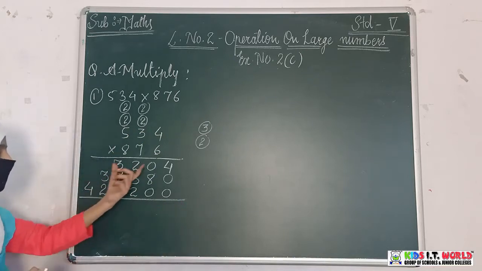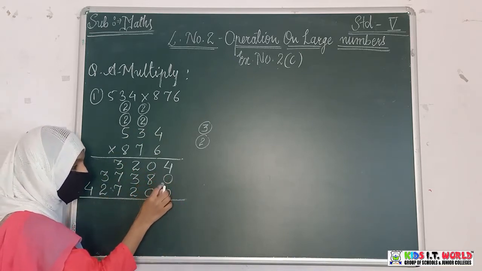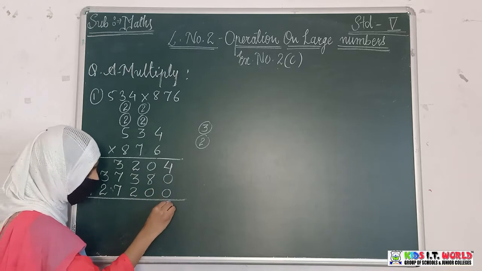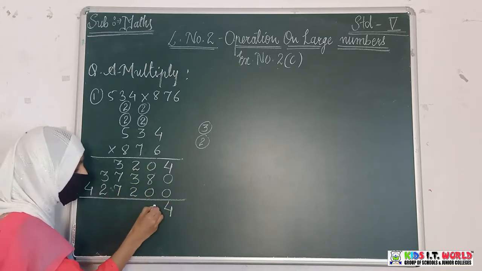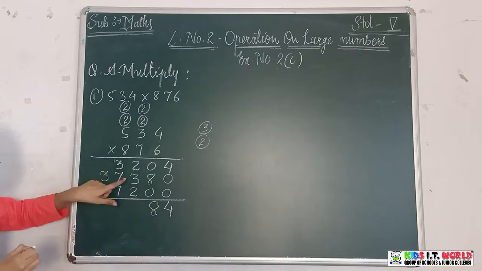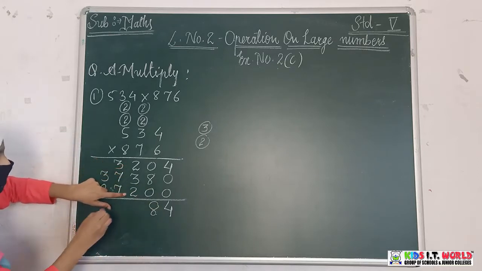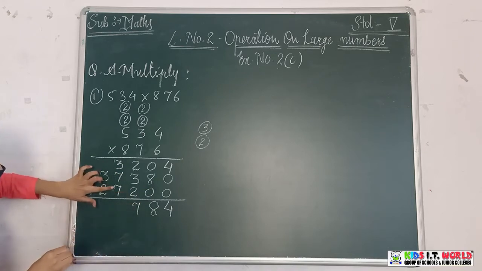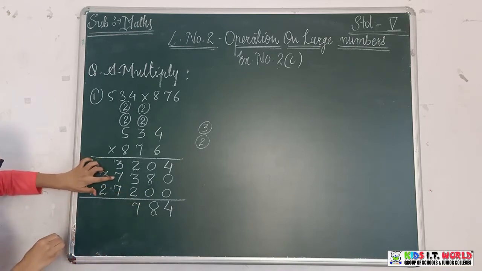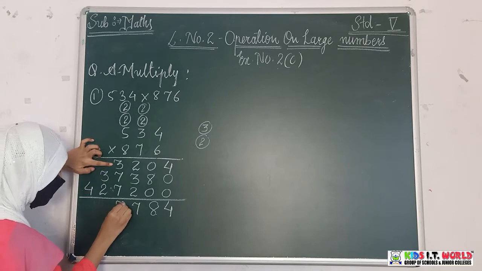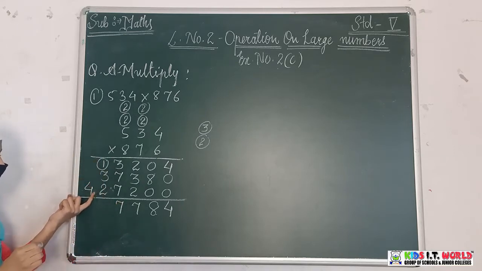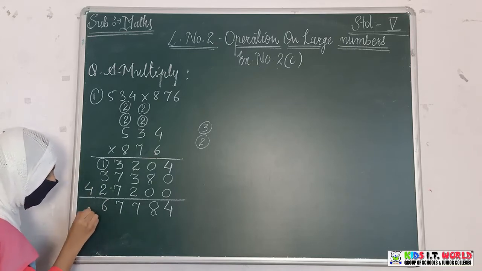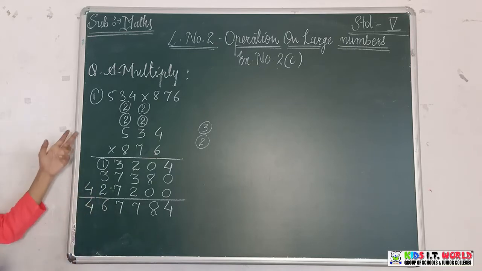Now draw the lines and do the addition. 4 plus 0, 4 plus 0, it is also 4. Now here 8 is added with the 2 zeros, so you will get the same answer. 3 plus 2, 5. 5 plus 2, 7. 7 plus 7, it is 14. 14 plus 3, it is 17. So 1 will be carried to the other. 3 plus 2, it is 5. 5 plus 1, 6. And 4 will be as it is. Here in this step, you have to do the multiplications.